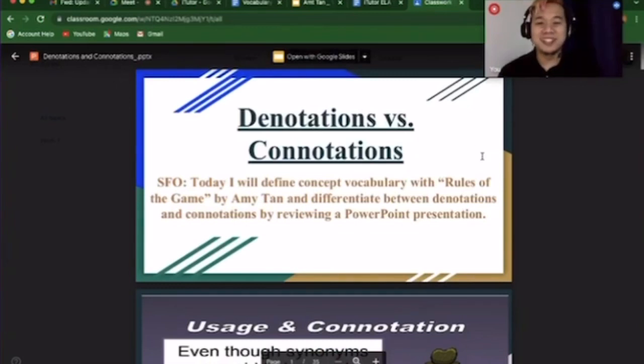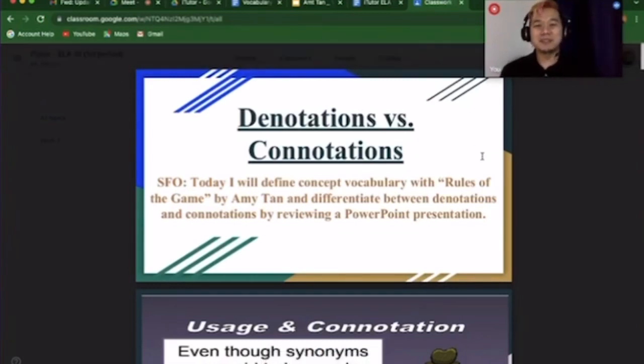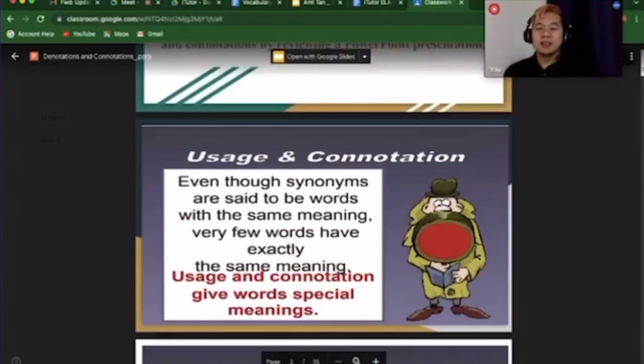All right, are you ready? Give me thumbs up sign. Cool. Here, usage and connotations. Even though synonyms are said to be words with the same meaning, very few words have exactly the same meaning. Confusing, right? But it makes a lot of sense. Usage and connotations give words special meanings.